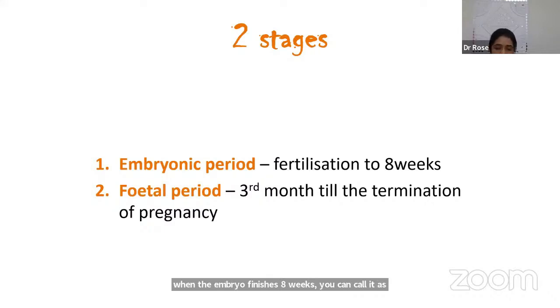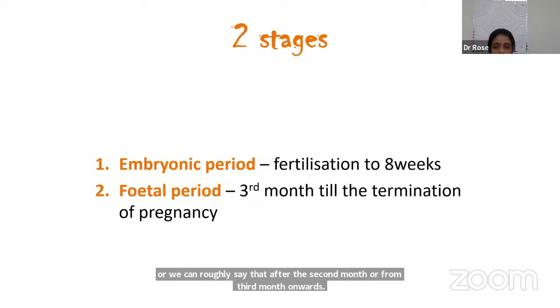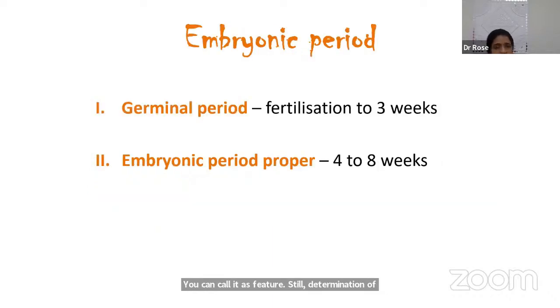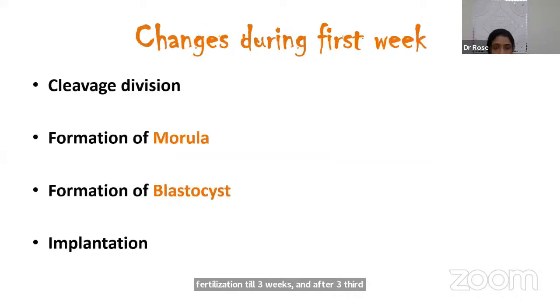Or we can roughly say that after the second month, from the 3rd month onwards, you can call it a fetus till the termination of pregnancy. And the embryonic period is further divided into 2. Out of the 8 weeks, the first 3 weeks are known as the germinal period, because you will get the 3 germ layers developed in the first 3 weeks. So it is from fertilization till 3 weeks, and after the third week, that is from 4 to 8 weeks, you call it the embryonic period proper.